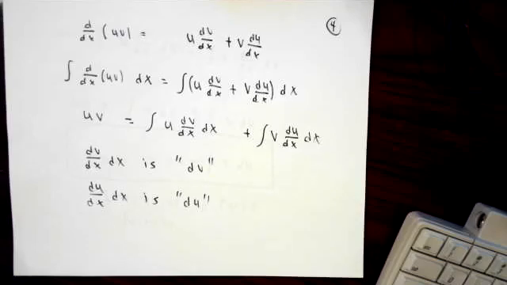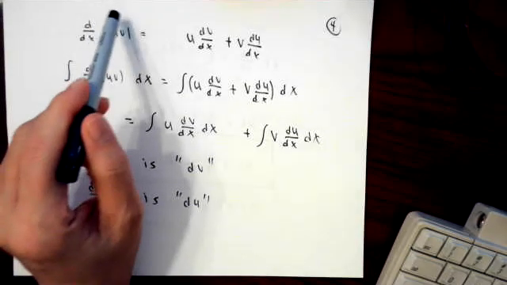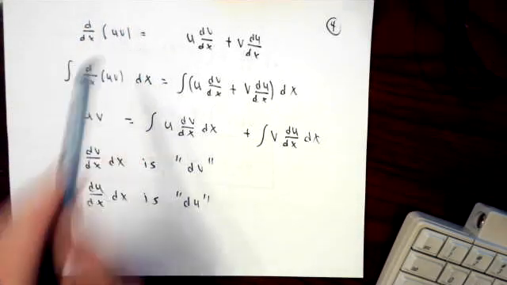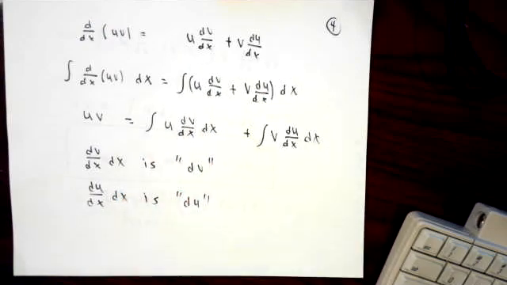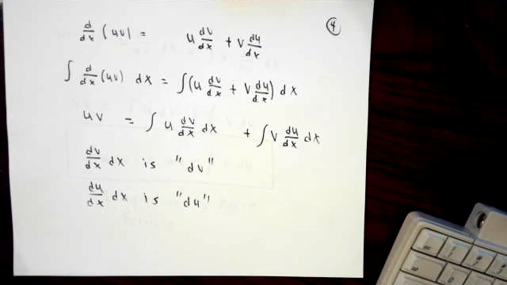If you have two things that are equal to each other, like, for instance, this quantity and this quantity, and you do the same thing to both of them, the results have to be the same. So I'm going to integrate both sides of this equation with respect to x.